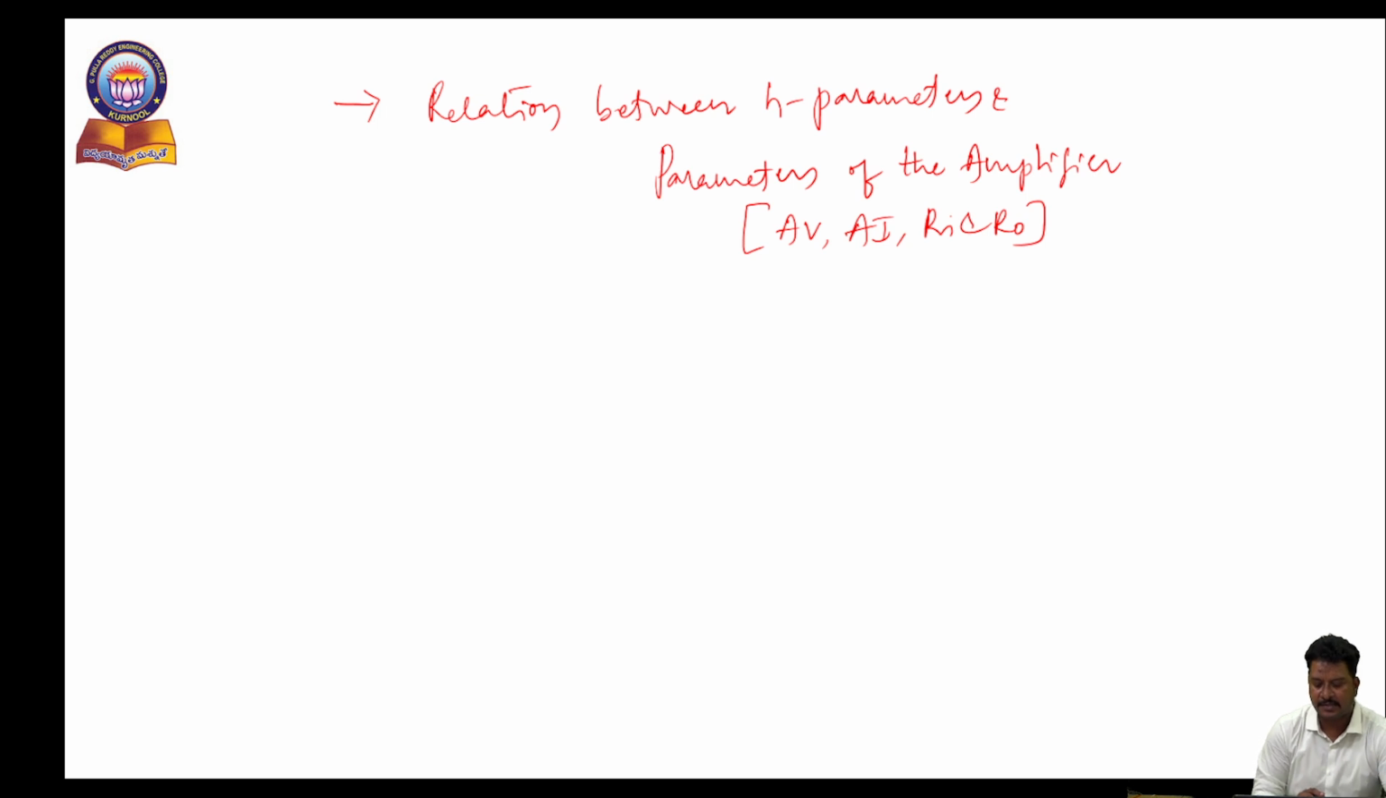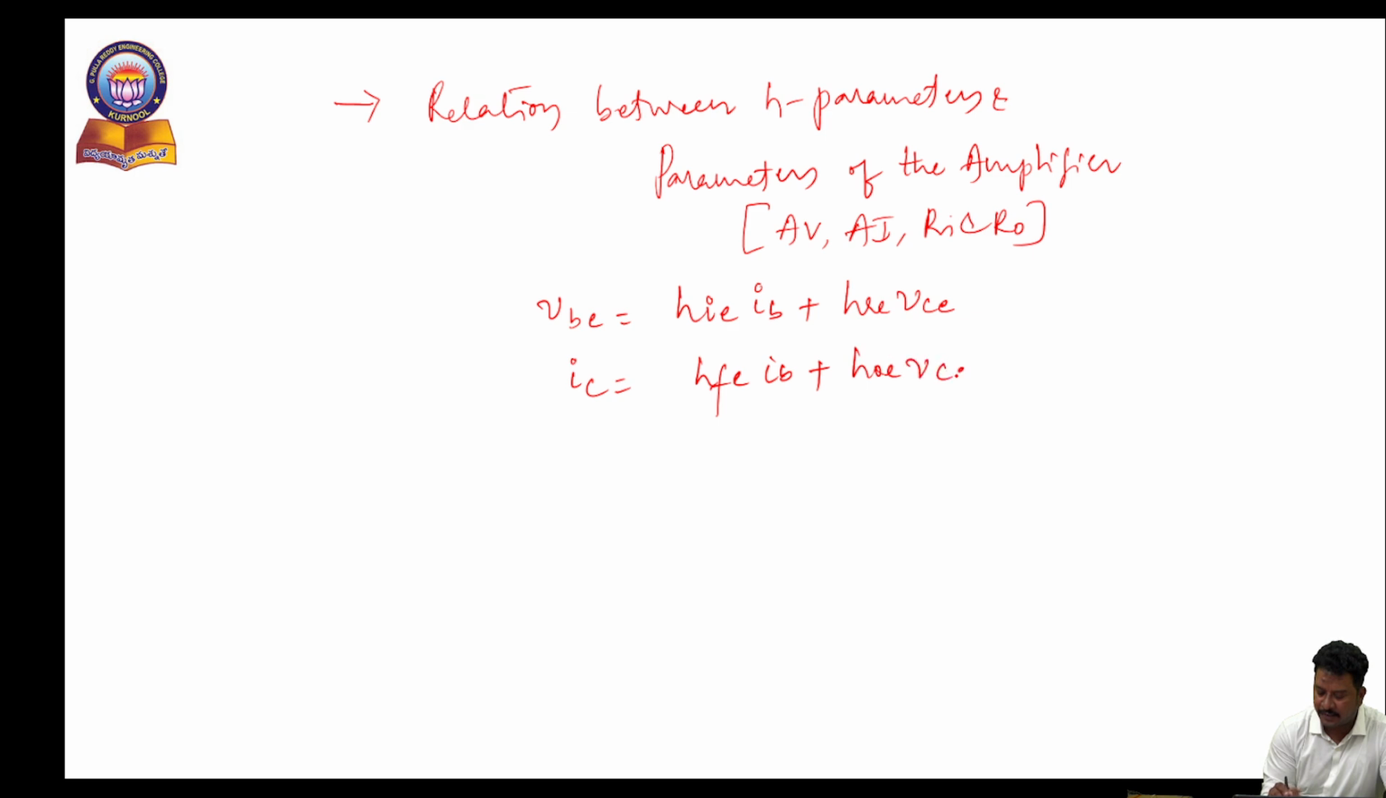Initially, I am revisiting the two-parameter H parameter equations of a transistor, where VBE is equal to HIE IB plus HRE VCE, and IC is equal to HFE IB plus HOE VCE. These are the two prominent equations we came across in the previous lecture. From these, we will derive the voltage gain, current gain, and the input and output resistance. Initially, I am concentrating on current gain.